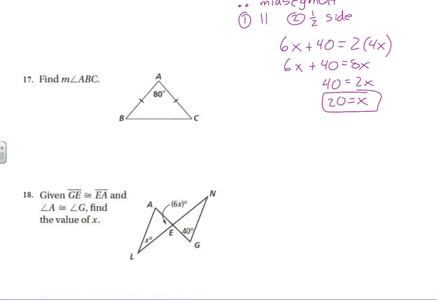All right, find the measure of angle ABC. All right, we've got two congruent sides. That means we've got two congruent angles. So if we just do 180 minus 80, we get 100. And then if we take that 100 and divide it by 2, we get 50. And so this angle would be 50, and that angle would be 50. All right.